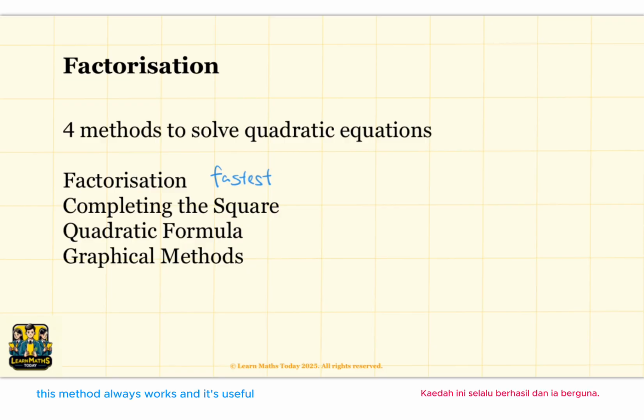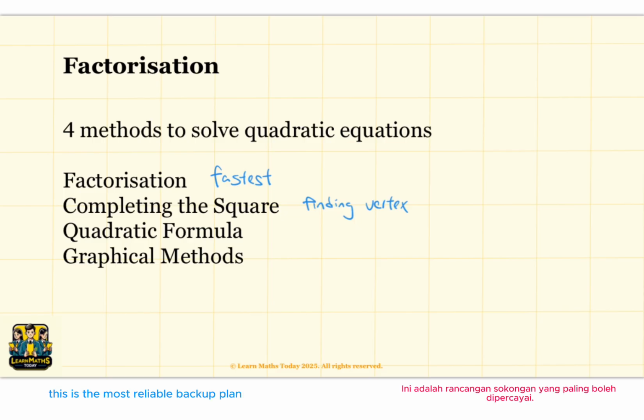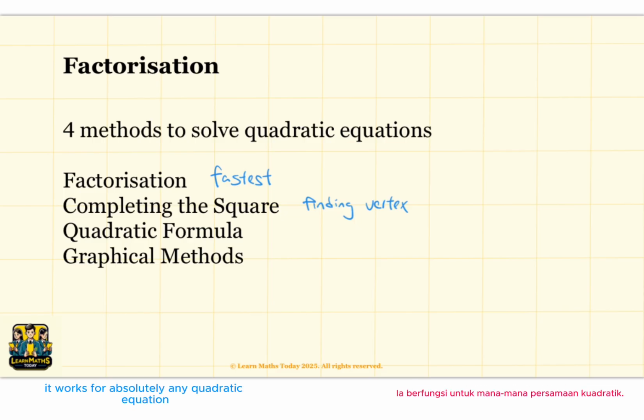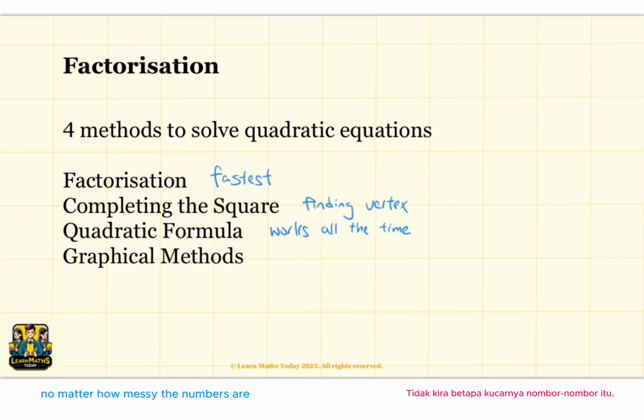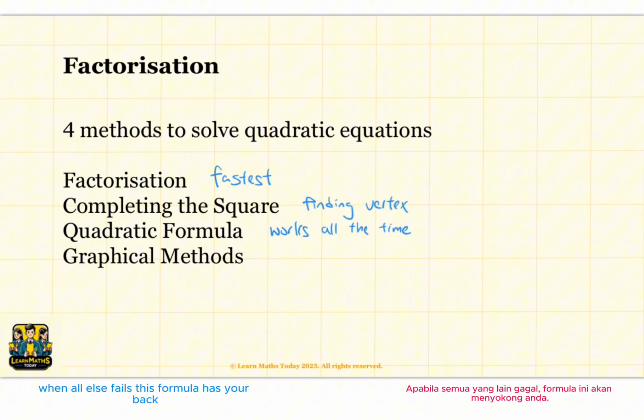This method always works and is useful if you need to find the vertex of a parabola or when factoring gets tricky. Third, the quadratic formula. This is the most reliable backup plan. It works for absolutely any quadratic equation, no matter how messy the numbers are. When all else fails, this formula has your back.